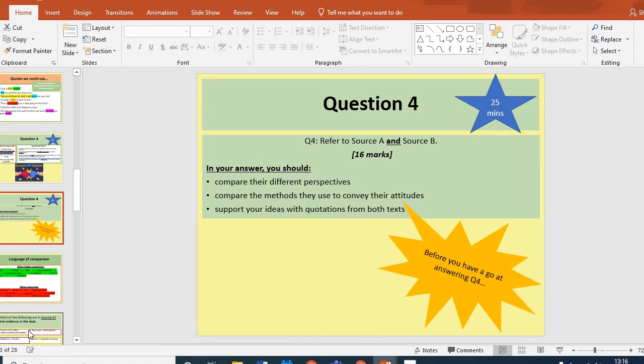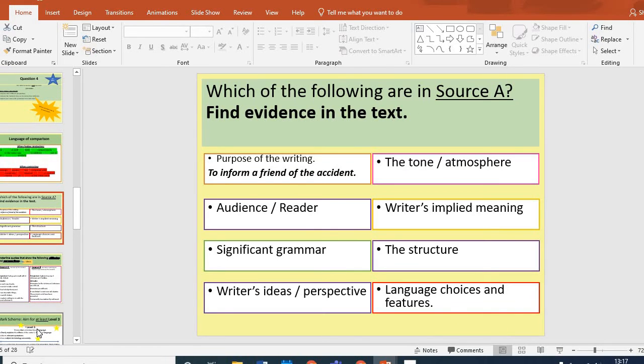So this is what question 4 will look like. So refer to source A and source B. In your answer you should compare their different perspectives, compare the methods that they use to convey their attitudes, and support your ideas with quotations from both of the texts. But before you have a go at that, let's just do a little bit of work on question 4.